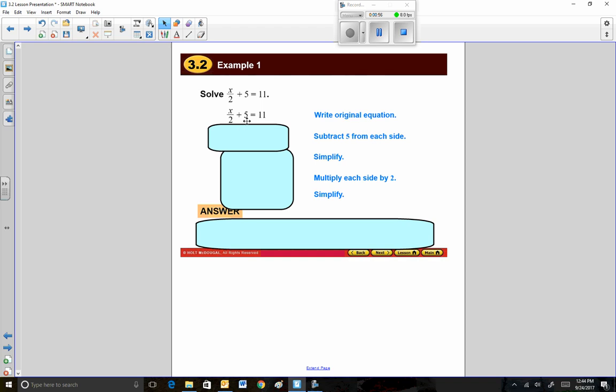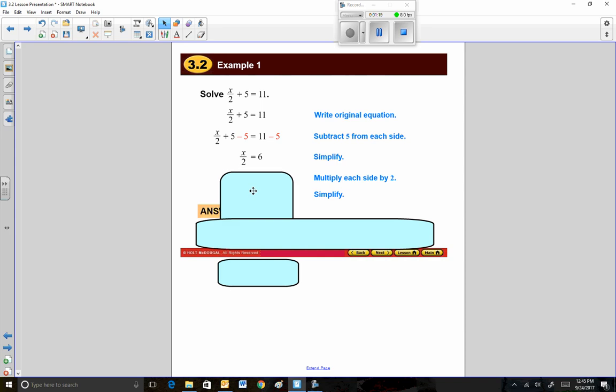So in order to solve that, we're going to have to take away the 5 from this side and subtract 5 from this side, doing the inverse operations so that we can get closer to having this x all by itself. So we'll subtract 5 from the left side and subtract 5 from the right side. When you do that, you will notice that you will get x over 2 equals 6.